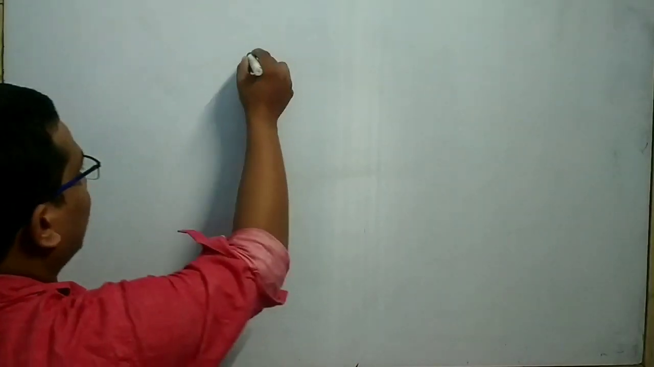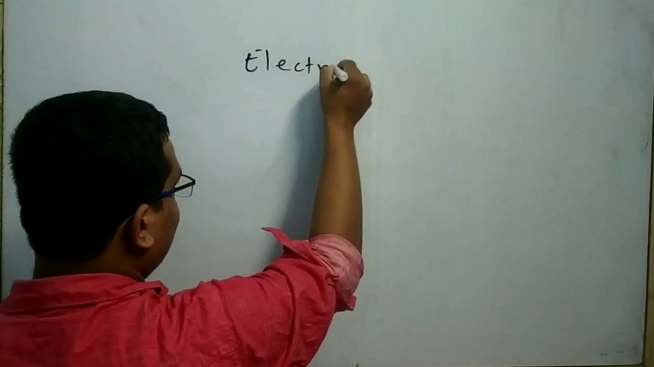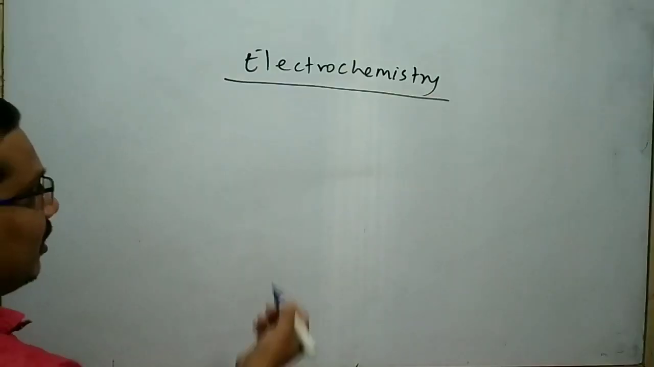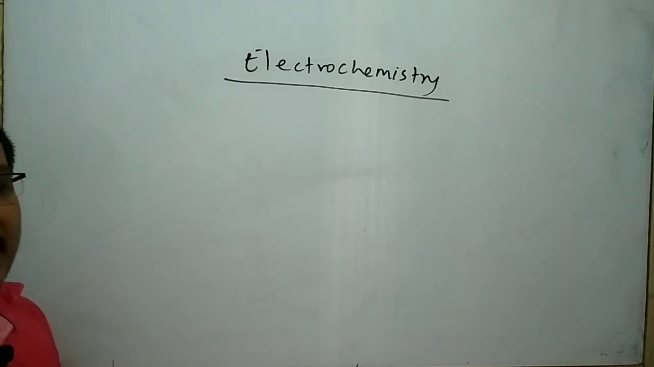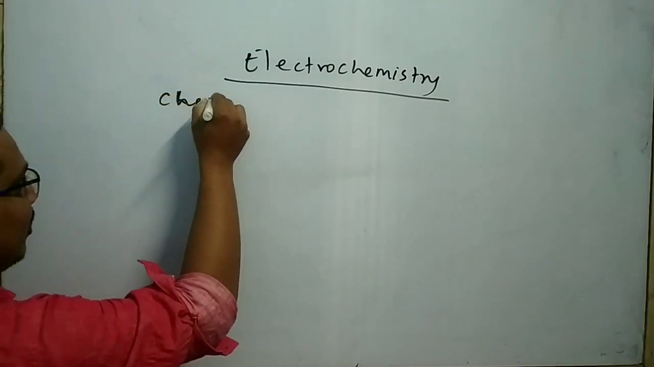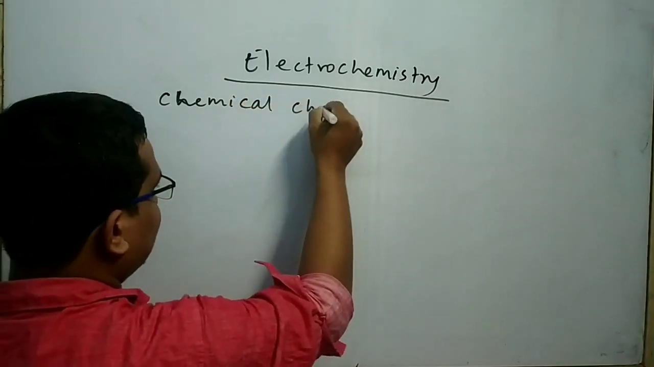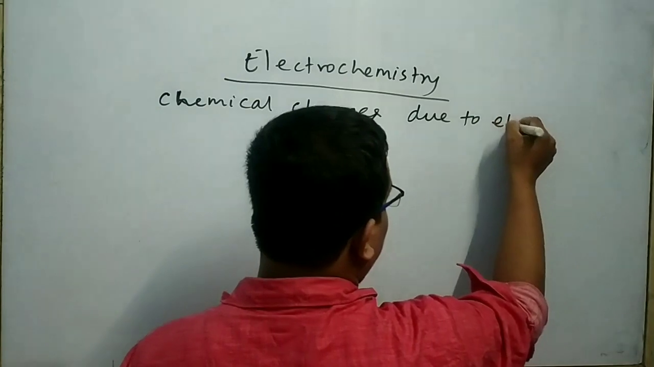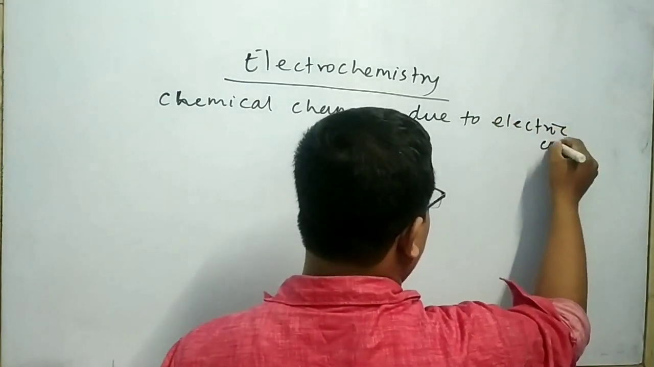Dear student, today I will discuss a new chapter, that is electrochemistry. It is a very important chapter. Electrochemistry is the branch of chemistry which deals with the study of chemical changes due to electric current.